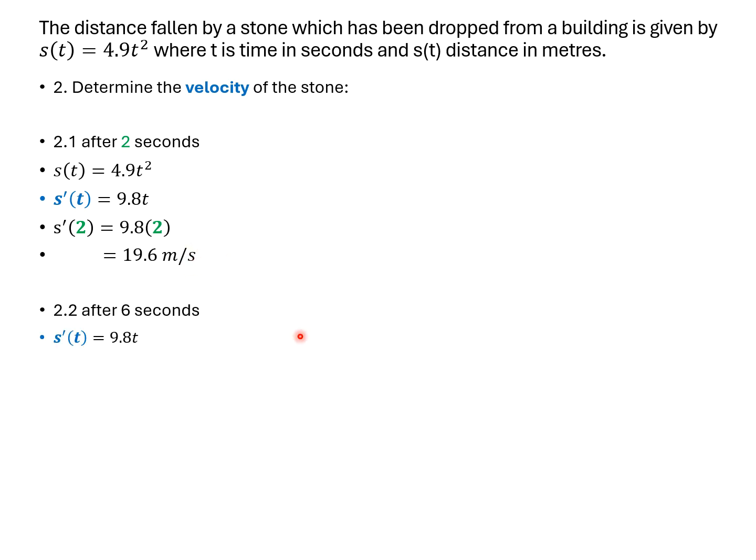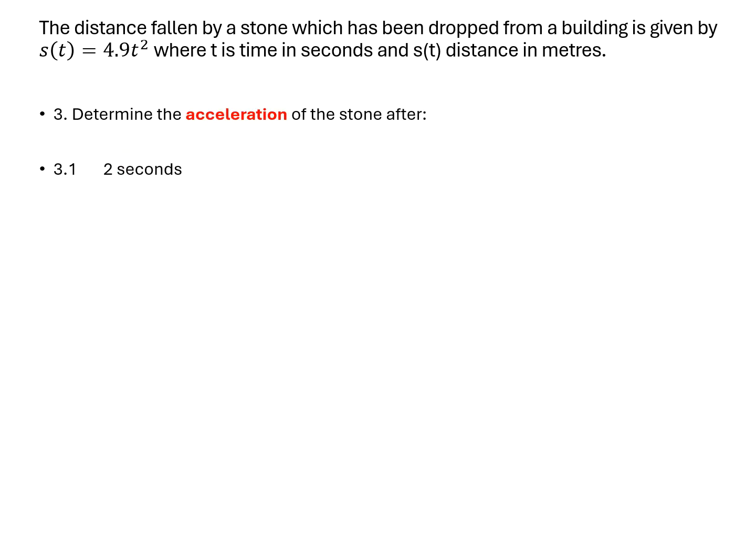All right. Second question, after 6 seconds. So again, velocity, first derivative, 2 times 4.9 gives me 9.8t. I'm going to substitute 6 in there. So 6 times 9.8, let's see, 54 and 4.8, 58.8 meters per second.